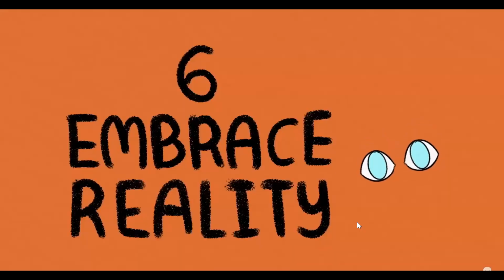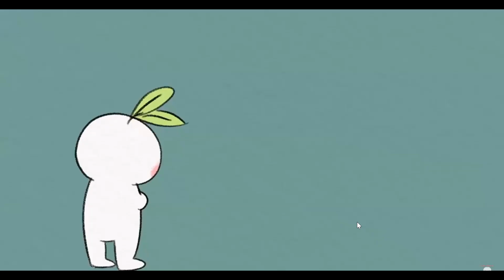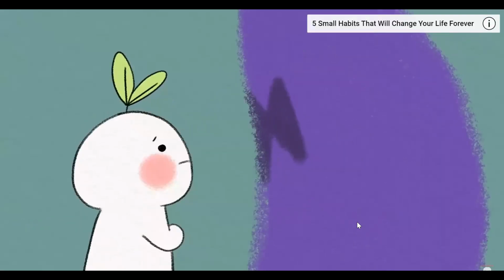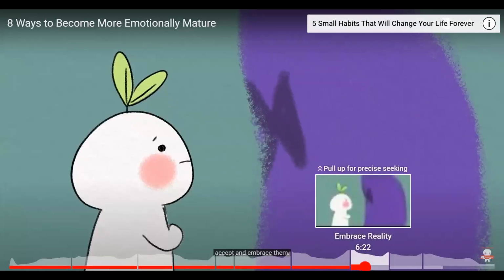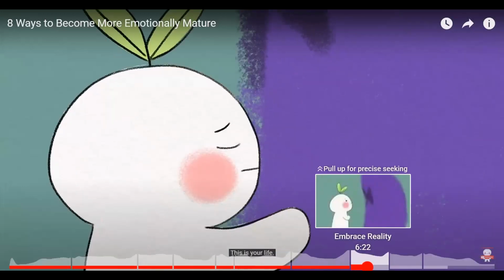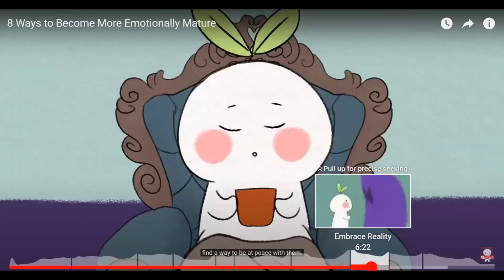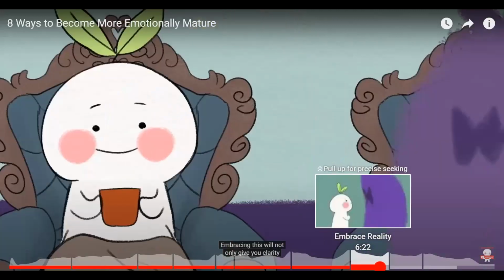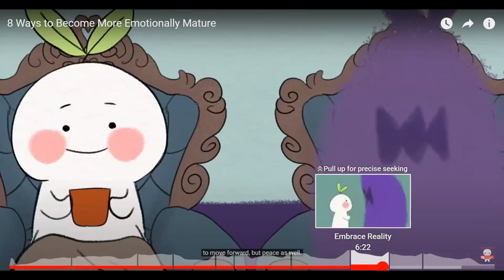Number 6, embrace reality. Do you often beat yourself up because of your circumstances and your flaws? Remember negative thoughts? Do they spend a lot of time dwelling on your reality instead of dwelling on your flaws or even suppressing them? Accept and embrace them. This is your life. Instead of ignoring your struggles, find a way to be at peace with them. If you can change it, work towards change. If you can't, embrace who you are, where you are, and work towards what will make you smile. Embracing this will not only give you clarity to move forward, but peace as well.